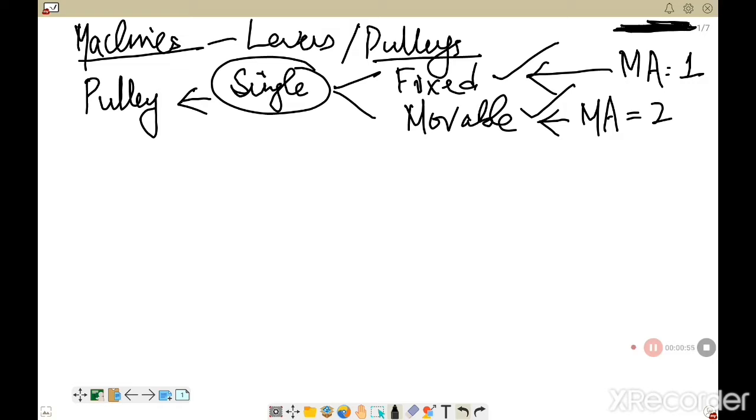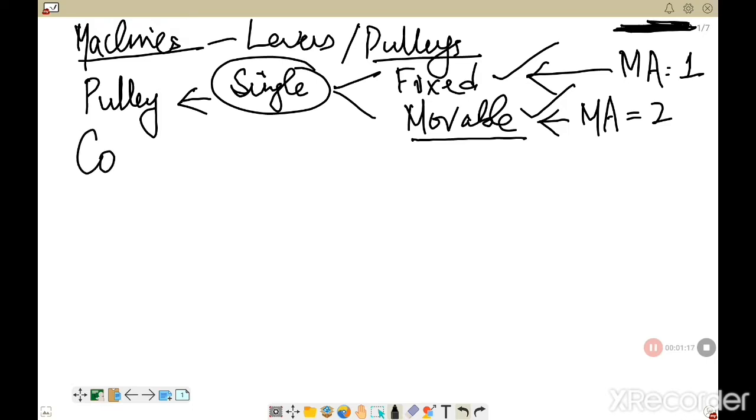Yes, so when we say mechanical advantage equals 1, it means it is a pulley which is neither a force multiplier nor a speed multiplier. But even then we use a single fixed pulley just to change the direction of the effort to a convenient direction, isn't it? Yes, and we also learned about the single movable pulley.